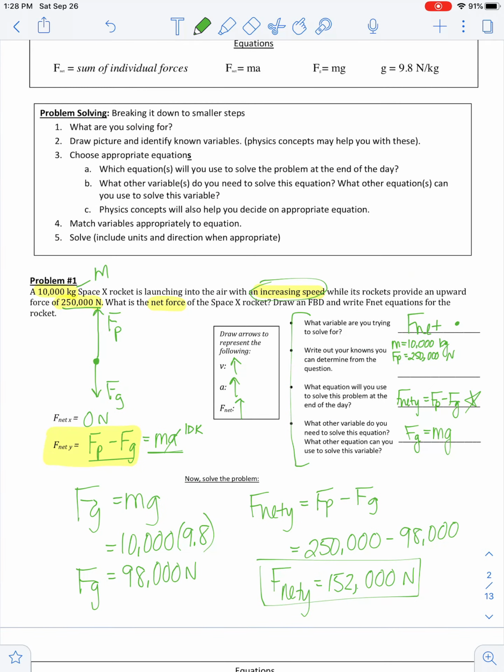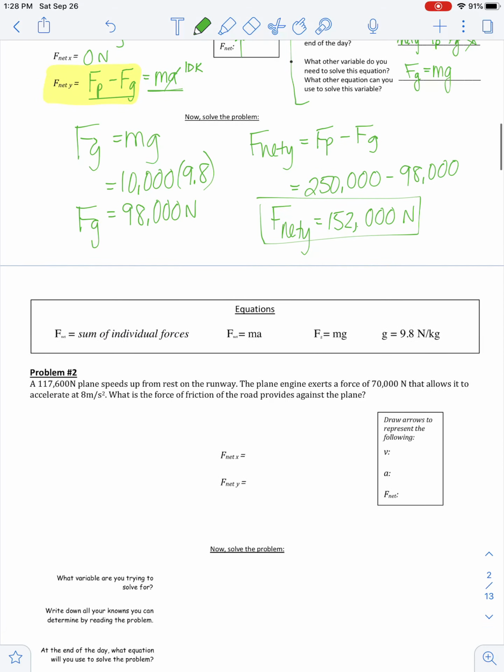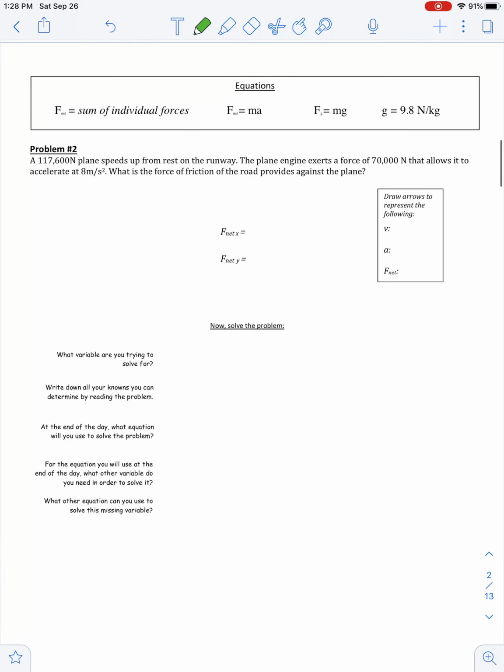Okay, so that was a 2-step problem. I had to first solve for FG, then plug it in to solve for F net y. That's what makes these problems a little harder. Let's do another one. Again, you can always pause this video and rewatch if I'm going too fast.